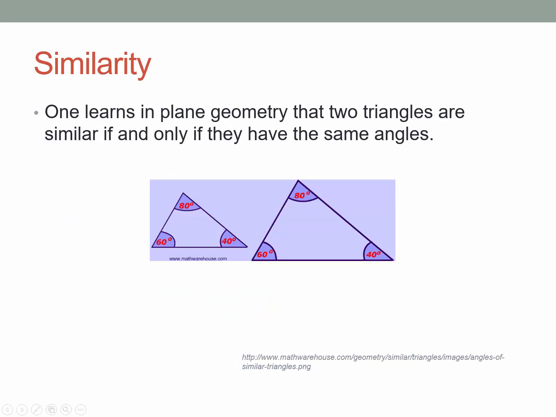In plane geometry, one learns something about similarity. One learns, for example, that two triangles are similar if and only if they have the same angles. So here are two triangles, and they each have angles of 40 degrees, 60 degrees, and 80 degrees. And that means, in fact, that they have to be similar triangles. One is a scaled up version of the other.